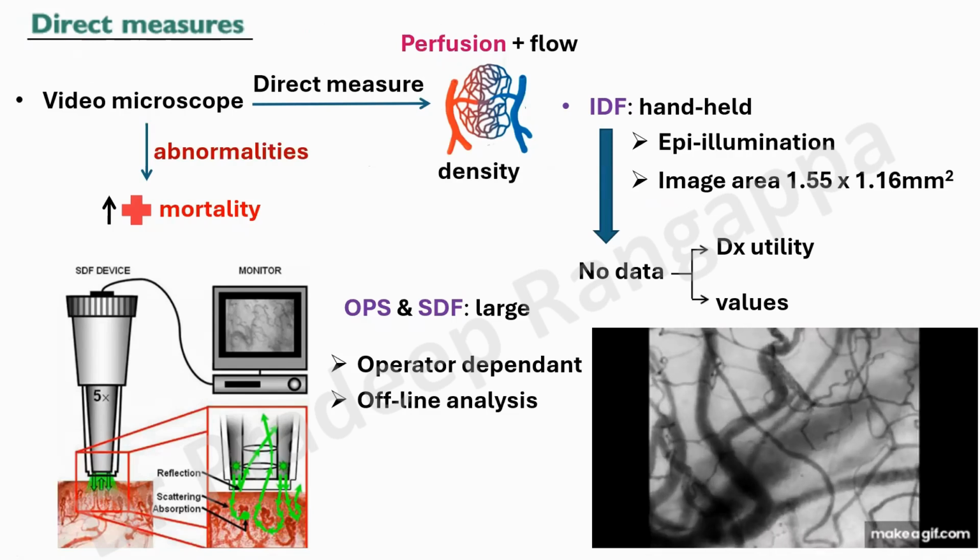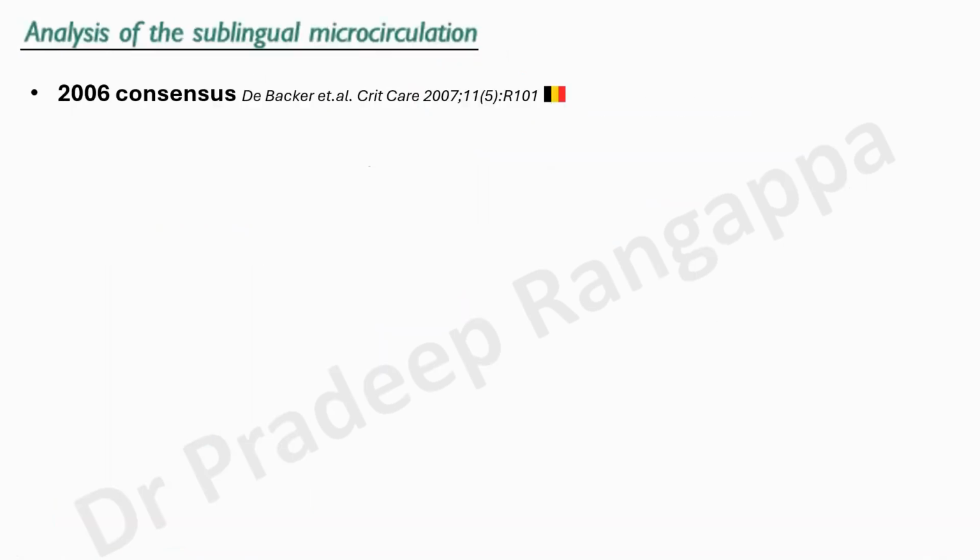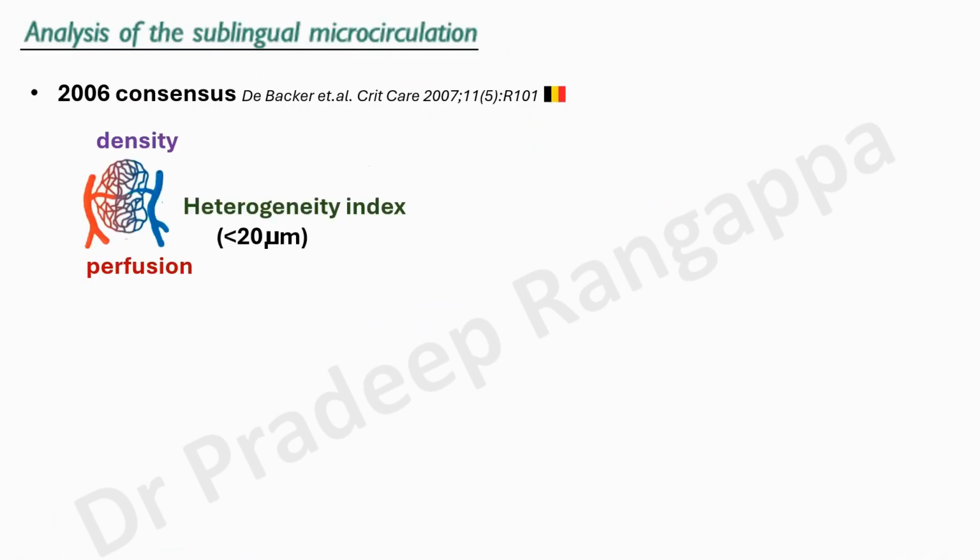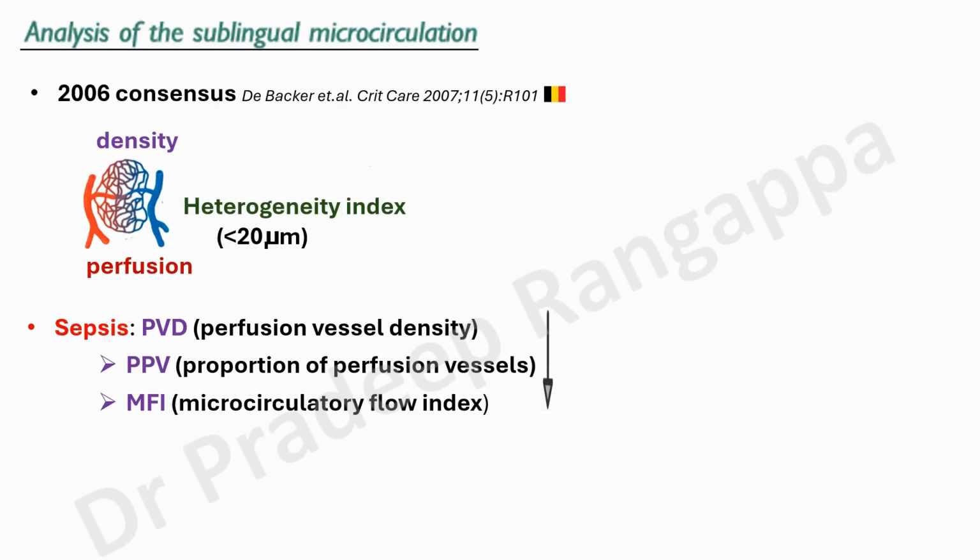So are there any measures? Are there any studies? Yes, there are a lot of studies. In 2006, they came up with a consensus as to what measures we should look at when doing this direct visualization of microcirculation. They agreed upon three measures. You can look at the density, you can look at the perfusion of the microcirculation, you can look at the heterogeneity index. And there are certain derived variables.